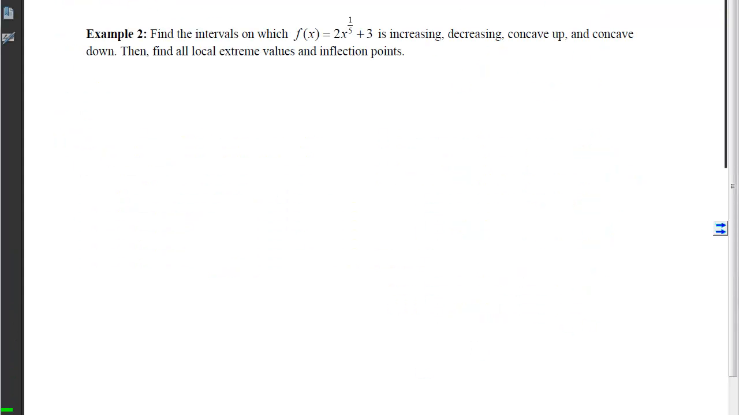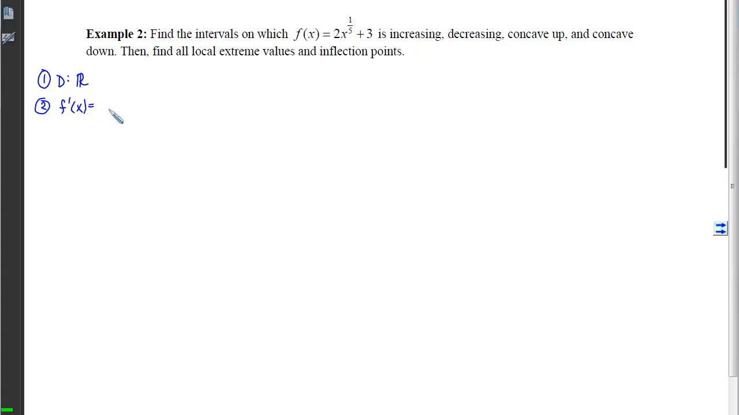With example 2 now, we're going to follow the same steps. We're going to look at first what the domain is. And in this case, there's an odd root, which doesn't cause any problems, so the domain will be all real numbers again. Our second step is to find the derivative of the function so that we can find critical points.